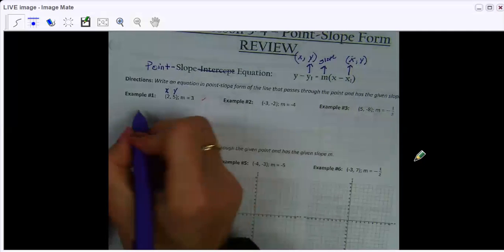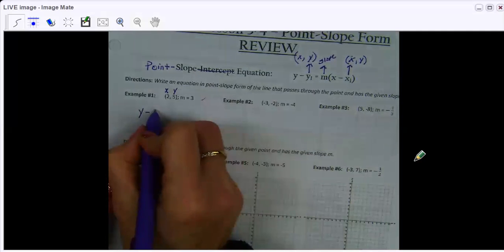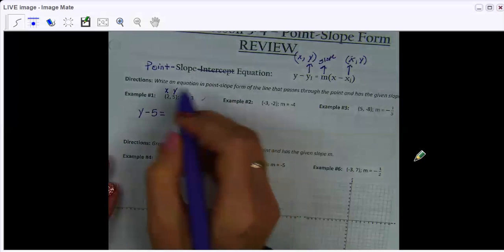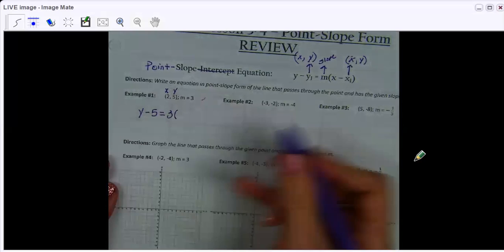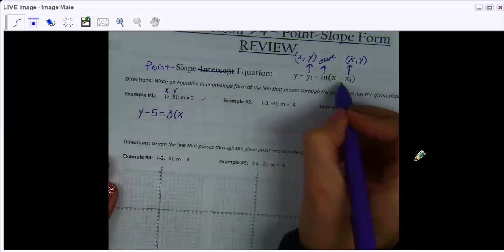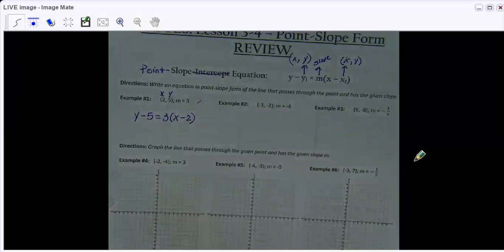So we have y minus y1, which is this 5 here, so minus 5. And then we have m, which is our slope, and they tell us that it's 3, times x, this x stays the same, minus x1. Well, our x1 is 2. And that's all you're doing, is plugging the information into the formula. We're not simplifying this into any other form right now. We will on the back.